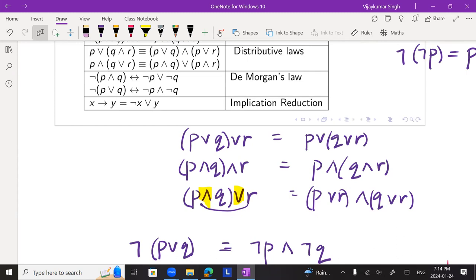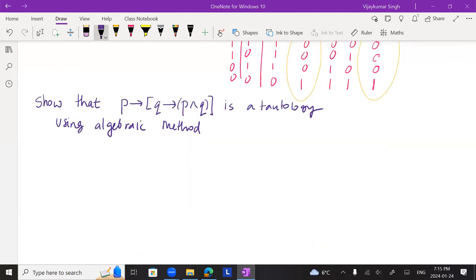So now, I want to give you some more problems. Pause it for a second and then ask me questions if you have any. Okay, so we want to show that this is a tautology using the algebraic method. What does it mean that it's a tautology? I want to combine these statements, and at the end, I will just get T. Then it's a tautology. Is that okay? So can you please try to do this?